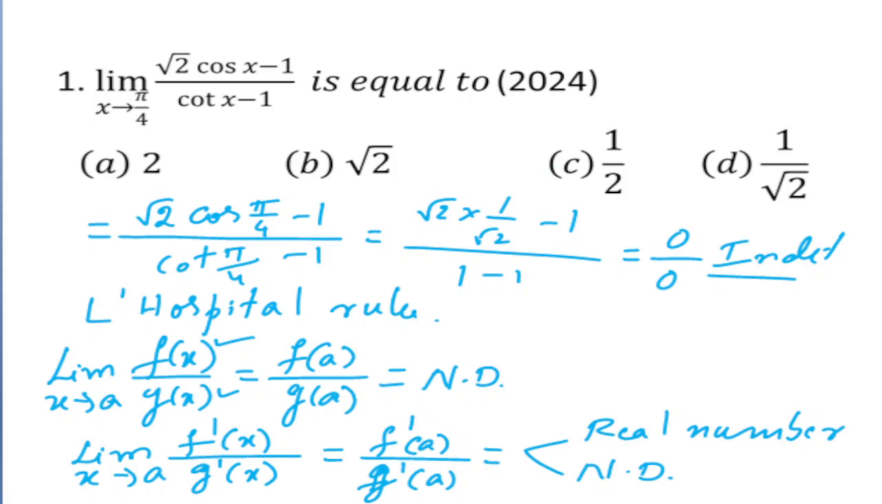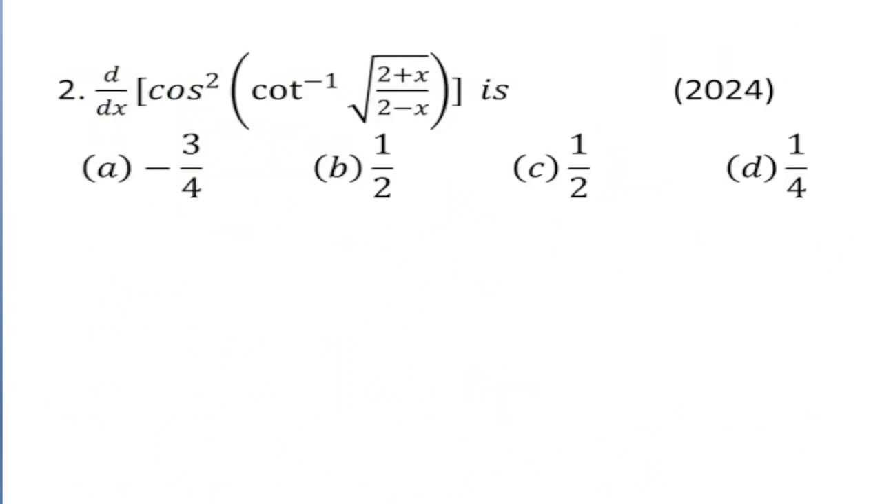If you don't get a real number, again apply L'Hospital rule. So for this question, friends, option C is our answer, that is 1 by 2. Let's move on to the next one, friends.